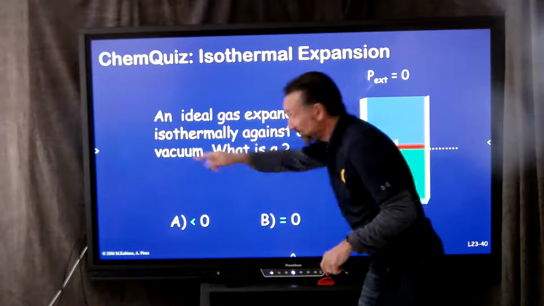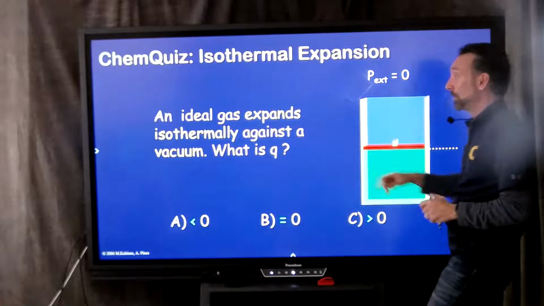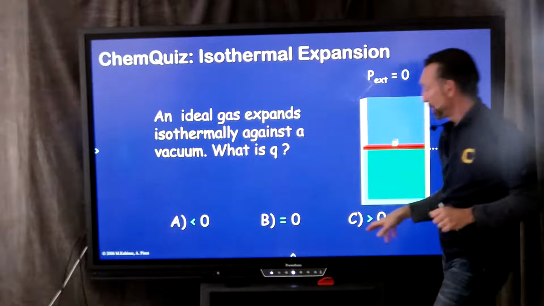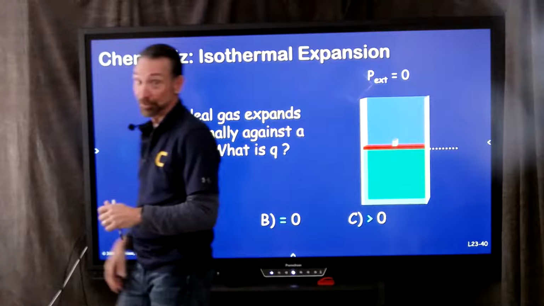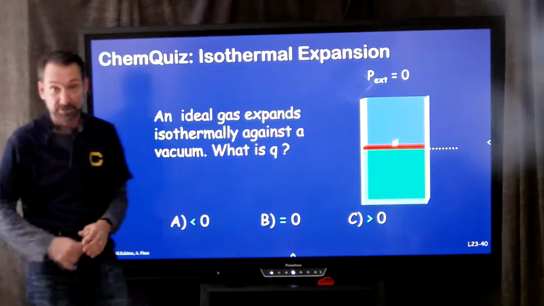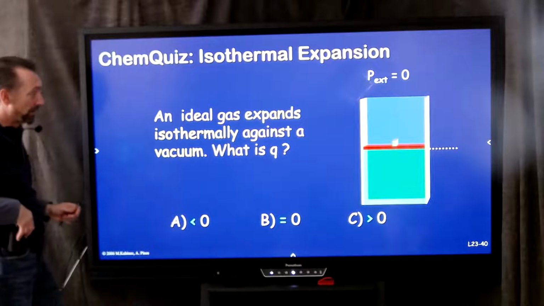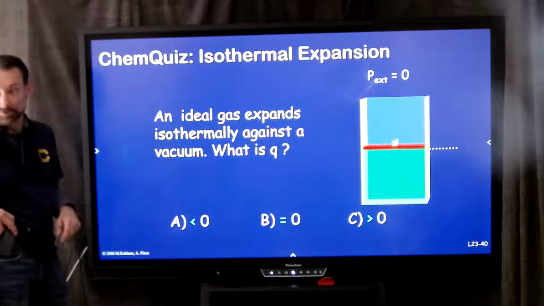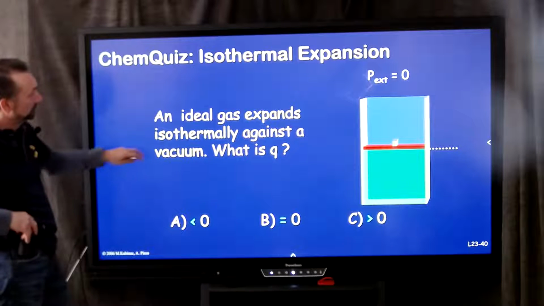And it expands against a vacuum, zero pressure. What is Q? And all I'm asking is the magnitude of Q. Bigger than zero, equal to zero, or less than zero. So think about that for a second, and we'll take a vote. We ready to start? Okay.